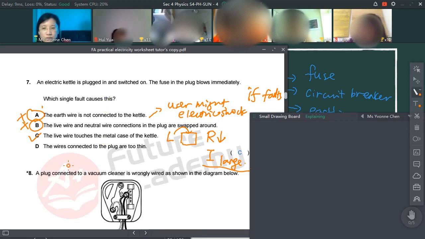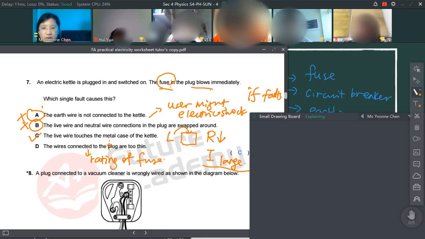It will not really cause the fuse to blow. It actually depends on the rating of the fuse. Nothing to do with this thing or not this thing. This is irrelevant. So for question 7, the best answer is C.